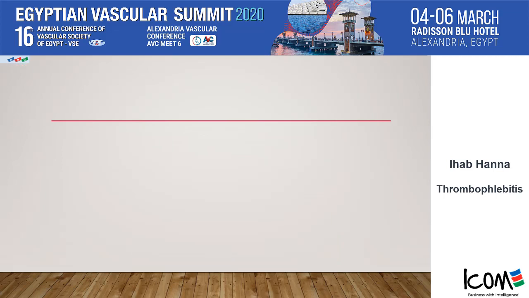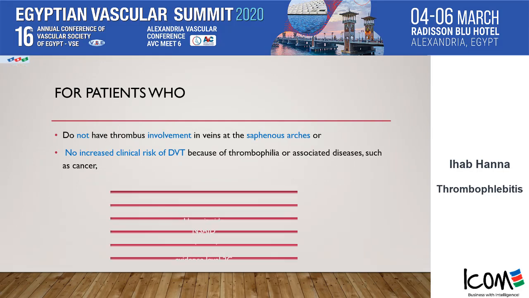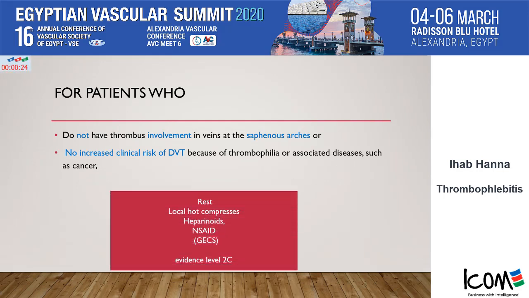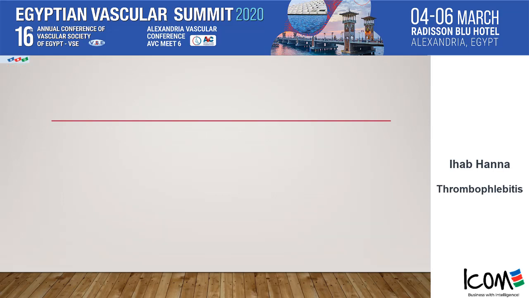How should the clinical treatment be conducted? For patients who don't have saphenous involvement or arch involvement and no increased clinical risk of DVT, we can go for rest, local compression, heparinoids, non-steroidal anti-inflammatory drugs and elastic stockings. This is level 2C. But anticoagulation is reserved for those with arch vein affection, extension exceeding 5 cm, thrombotic risk for any reason, or deterioration in the follow-up of 7 days.